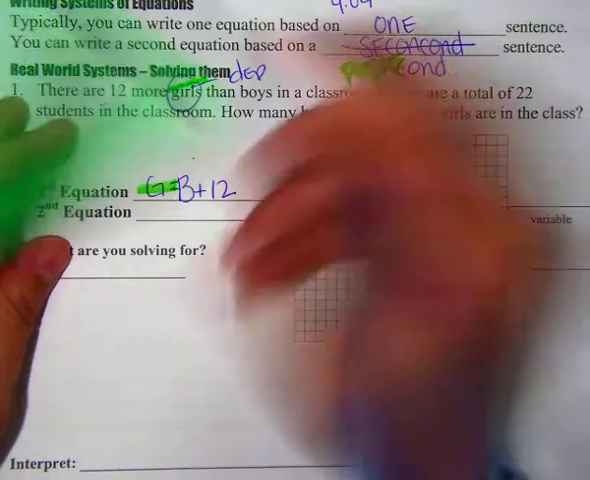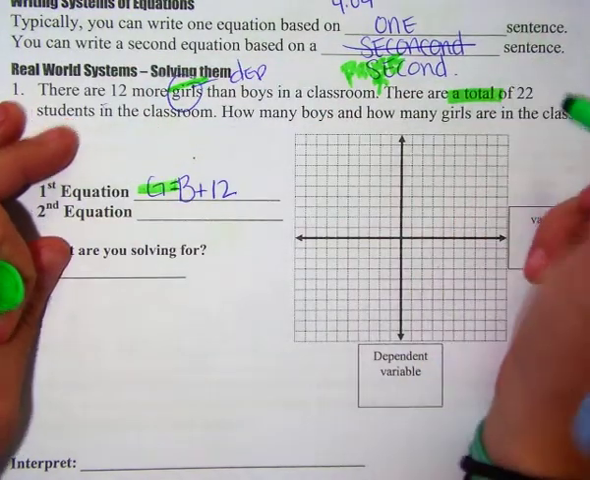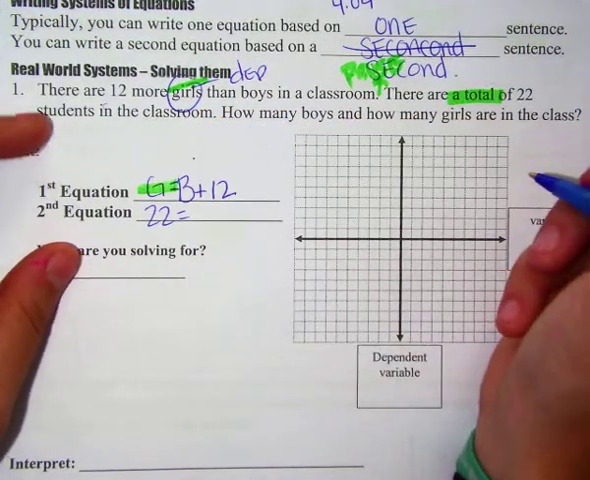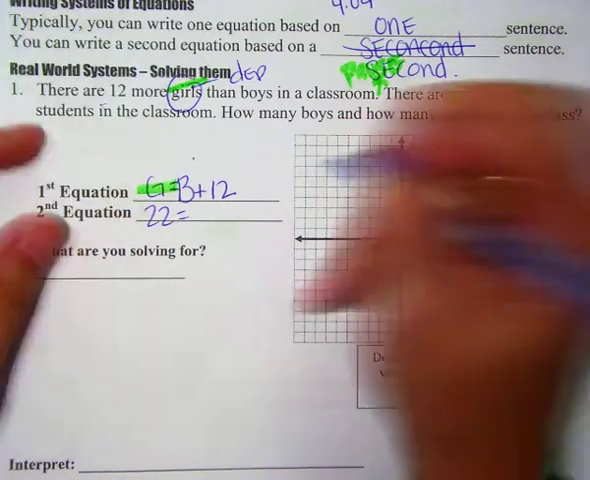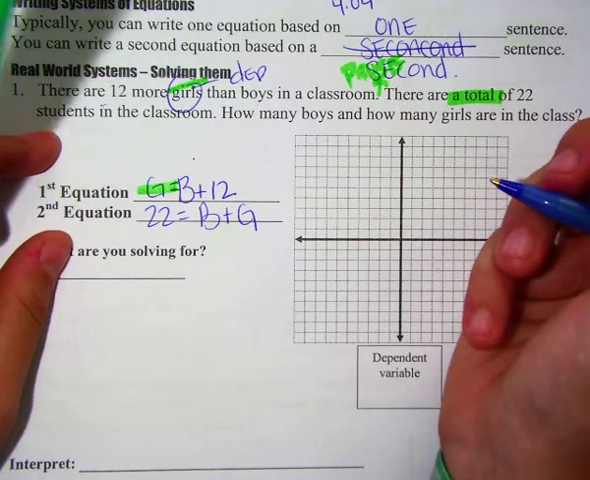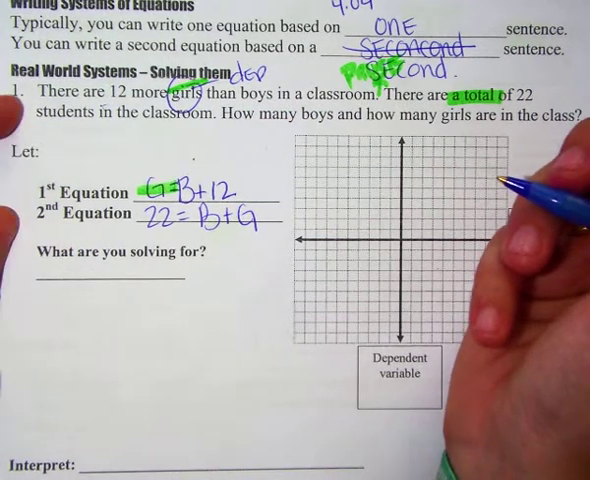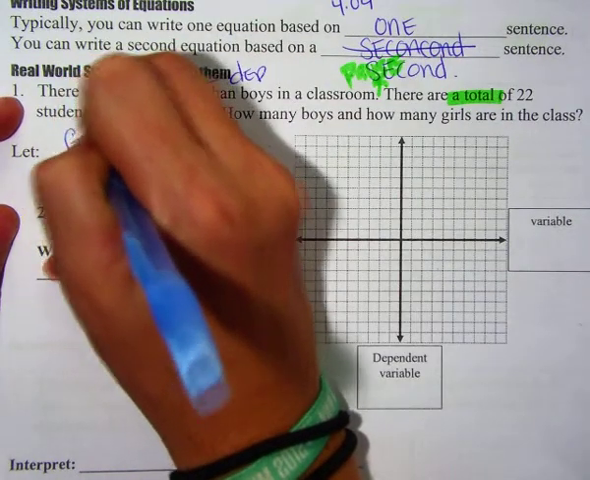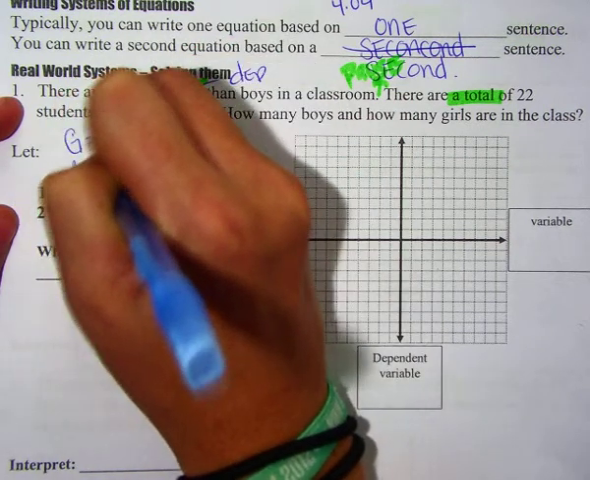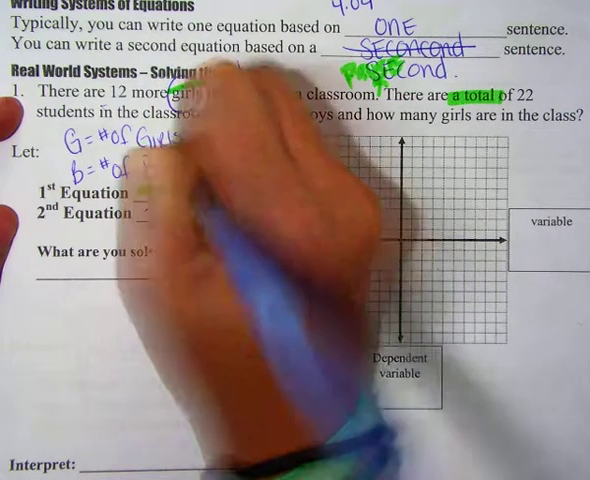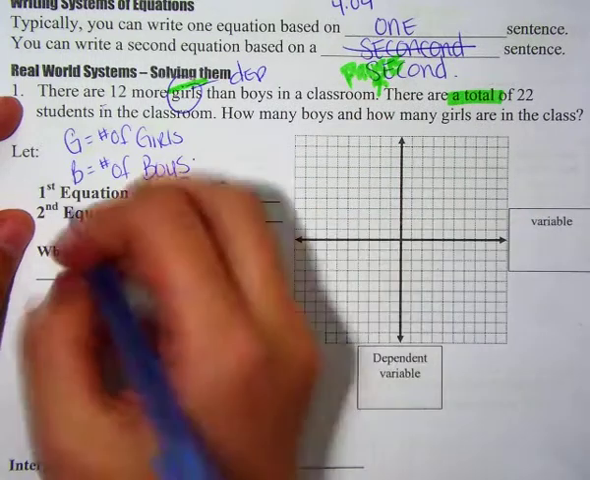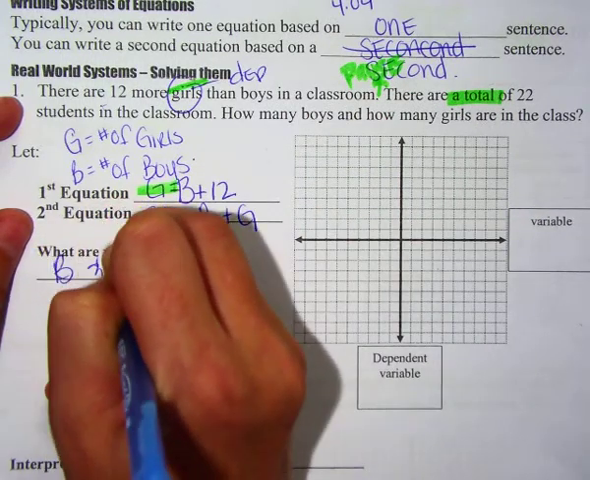Moving on, there are a total of 22 students. Total 22 students in the classroom. So 22 equals. Now the students that are in the classroom, those are boys and girls. So boys plus girls is 22. I have my system. Quickly define my variables. G equals number of girls. B equals number of boys. Okay, so what am I solving for? How many boys and how many girls? So boys and girls.